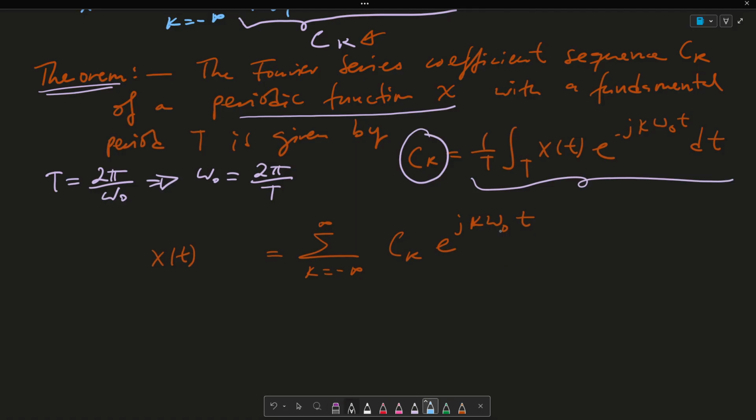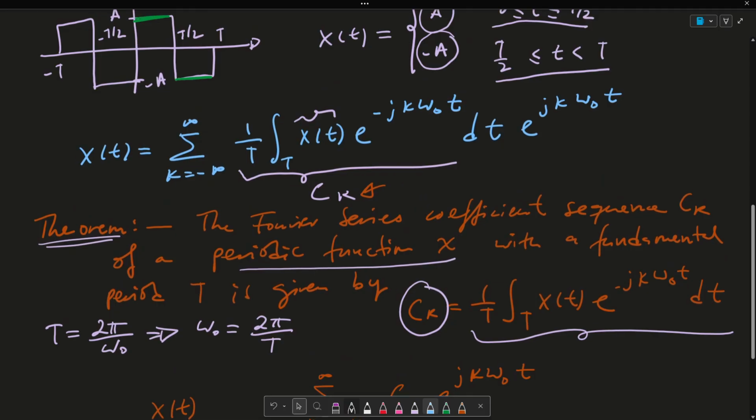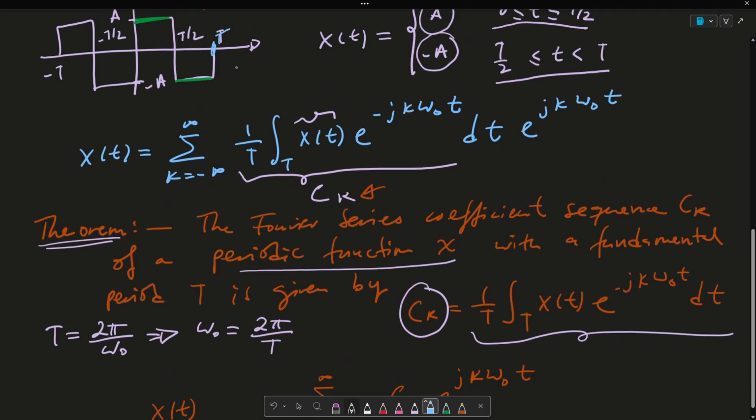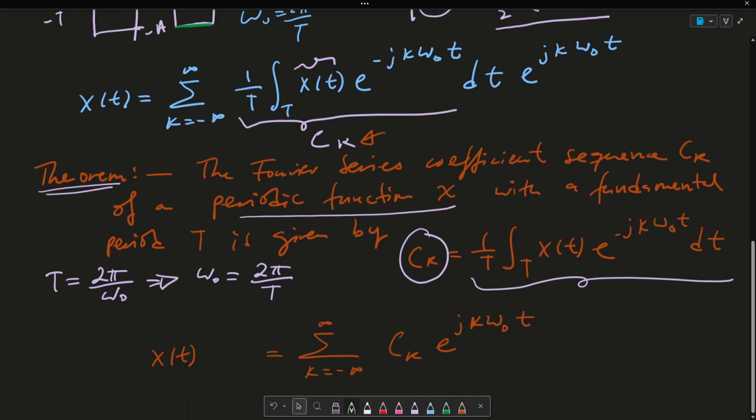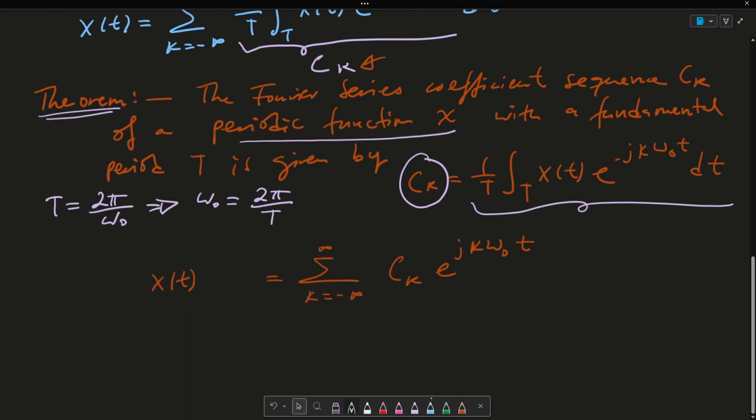And omega naught is basically 2 pi over T, which is also given to me. So if I'm given this T, omega naught is simply 2 pi over T. I hope that makes sense. So everything is given to me except for this ck, and that's what I need to solve for. And I need to prove that it's equal to this. Okay?